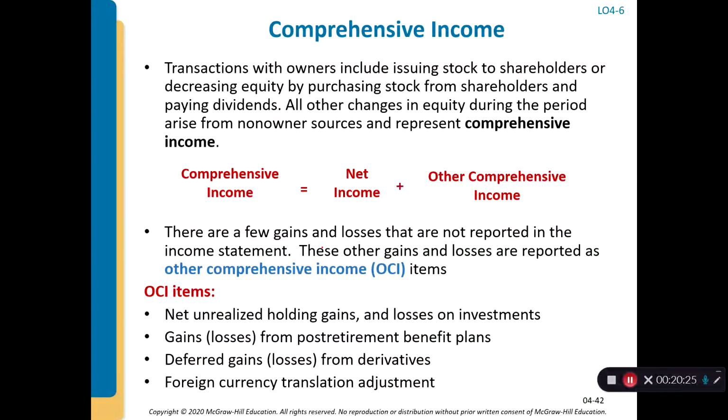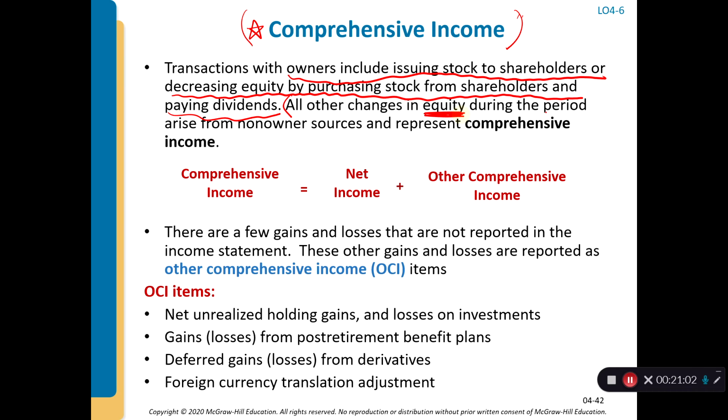Okay, so after we talk about net income and EPS, the next thing that we want to address is comprehensive income, and I believe this is content that financial accounting did not stress heavily in your last class. So what is comprehensive income? It is related to transactions with the owners, including issuing stock to the shareholders, decreasing equity by purchasing stock from the shareholders, paying dividends, or other changes in equity.